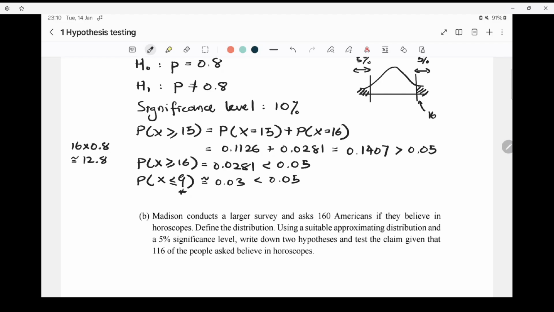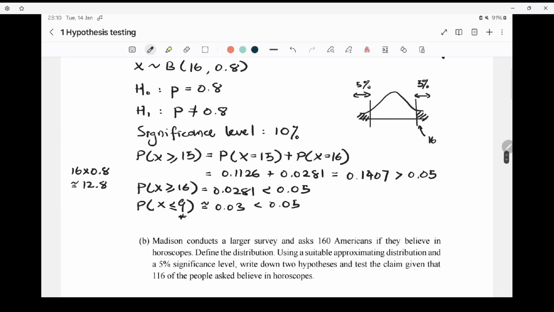So it means that your probability distribution is not really symmetric, but is skewed to the left. So it looks something like this. So it means that you need to achieve quite a large number of n before you can reach your significance level, which is 0.05.